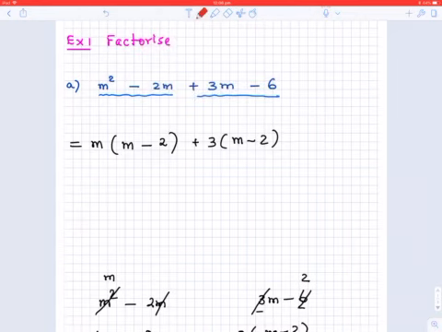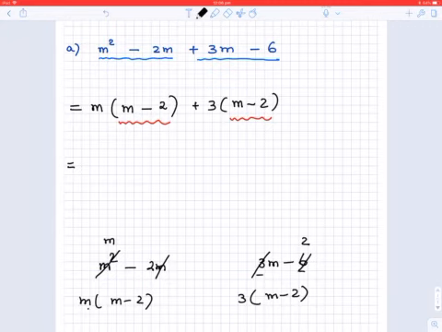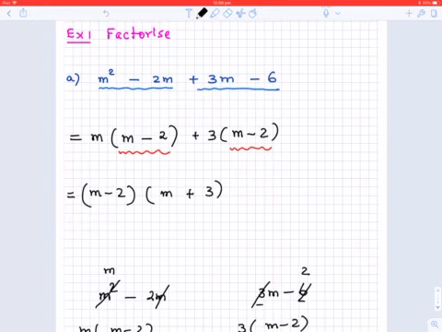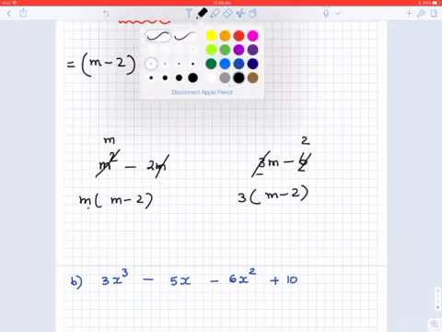Now when you look at the terms, something is common in both: m minus 2 here, m minus 2 here. So that can be taken out. If I take the m minus 2 out, I'm left with m in the first term and plus 3 in the next term. So this is your answer. The factorization of m square minus 2m plus 3m minus 6 is m minus 2 times m plus 3.